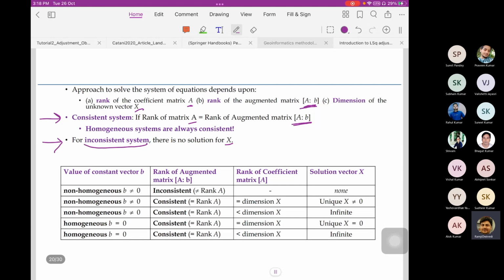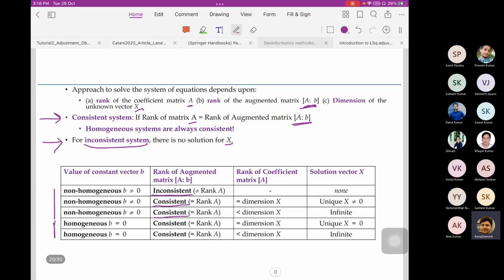So this table is prepared for you all. Just look at it. There are three cases of non-homogeneous and two cases of homogeneous. Then the value of the constant vector is available to you. You just look at whether b is not equal to 0 or b is equal to 0. If b is not equal to 0, there will be three cases. Further, there would be a consistent case and an inconsistent case.